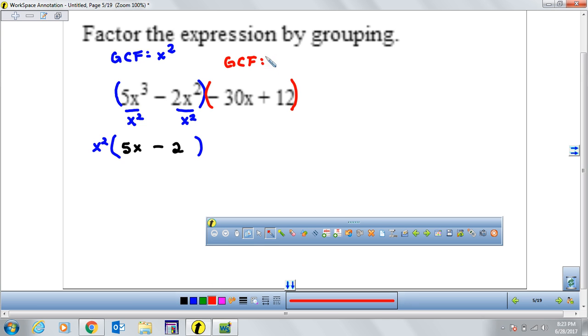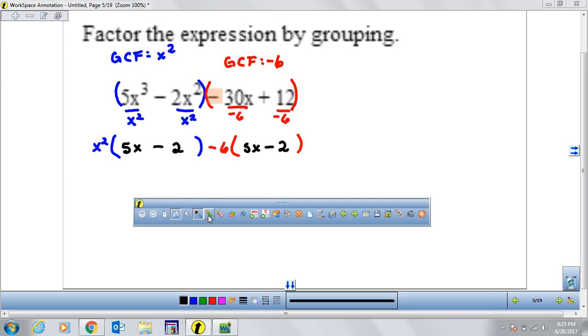Now we have to do the exact same thing on these two terms. Keep in mind, 30 and 12 both can be divided by 6. But one little thing: anytime the value in my first term has a negative, you also need to factor out that negative. So we're going to factor out a negative 6 from both of them, and divide by negative 6 to see what's left. Negative 30x divided by negative 6 is positive 5x, and 12 divided by negative 6 is negative 2.